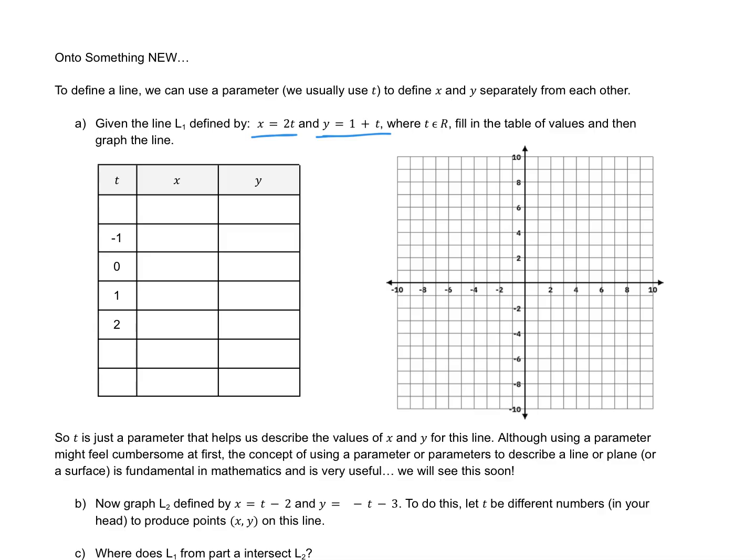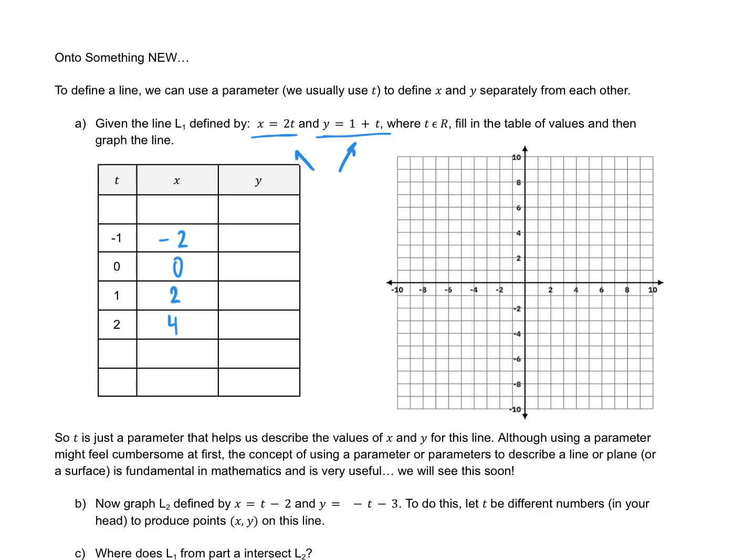Now, to create a coordinate, we have to pick a t value and sub that t value into both of these equations, x and y, and it will spit out that coordinate. So in my table here, I've already picked some t values, -1, 0, 1, 2. So let's find some coordinates on this line. So for x, we're going to do 2 times -1, 2 times 0, 2 times 1, and 2 times 2. For y, we're going to do 1 plus the t value, just like what these equations are telling us.